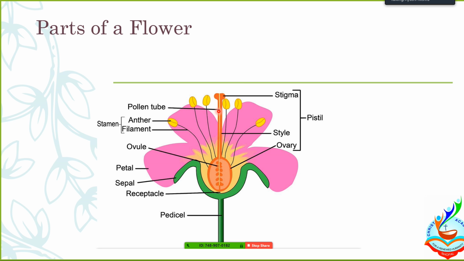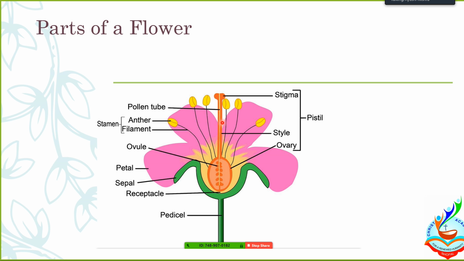The stigma is the swollen tip. It is very sticky to trap pollen grains brought for pollination. The pollen grains are brought by the insect. Insects sit on the tip of the flower, or the tip of the pistil, and the pollen grains stick here.